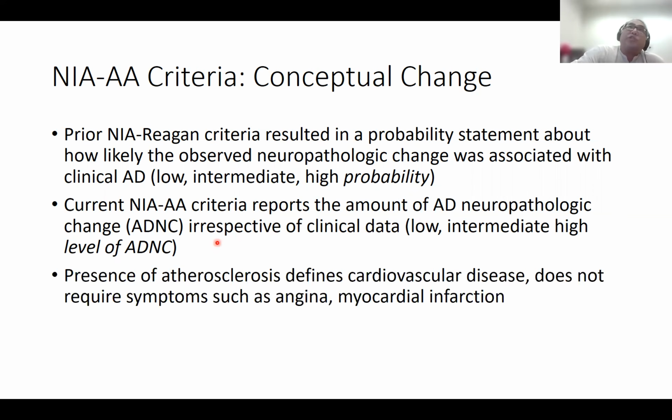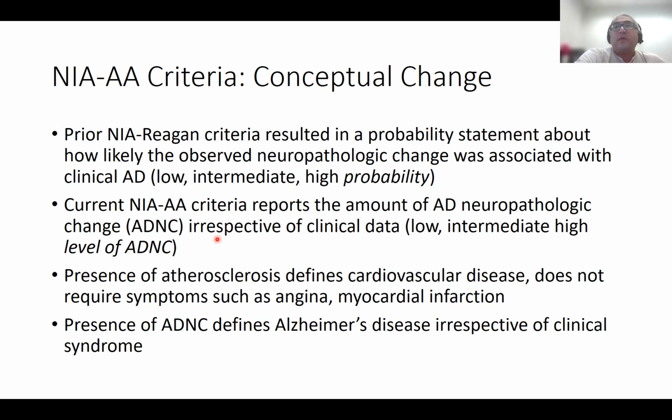The analogy here is that we as pathologists can describe that this case has a certain amount of atherosclerosis, even irrespective of whether the person had angina or a myocardial infarction. It's just what we see. That's what we do now for Alzheimer's disease. The presence of this pathology now defines Alzheimer's disease, irrespective of clinical syndrome. So we can say this person has a certain amount of Alzheimer's disease neuropathologic change. If they don't have cognitive symptoms, we consider that a preclinical state. Just like you could have a certain amount of atherosclerosis, not yet have a heart attack, but we still think that's heart disease or coronary artery disease.